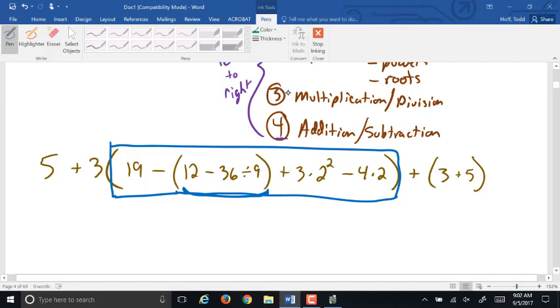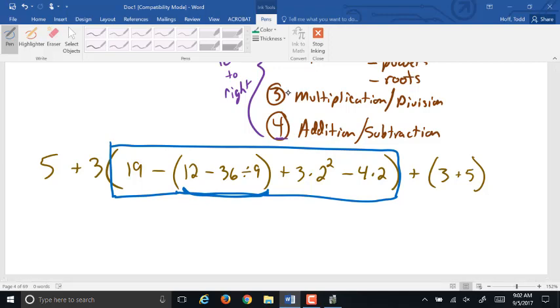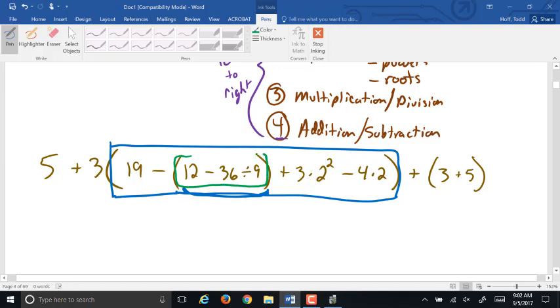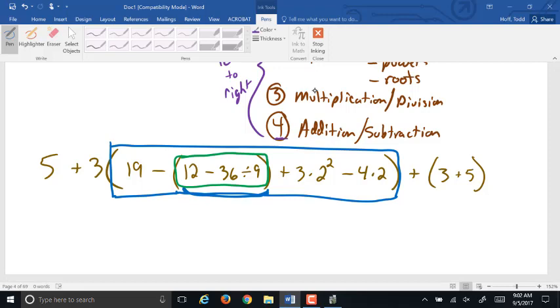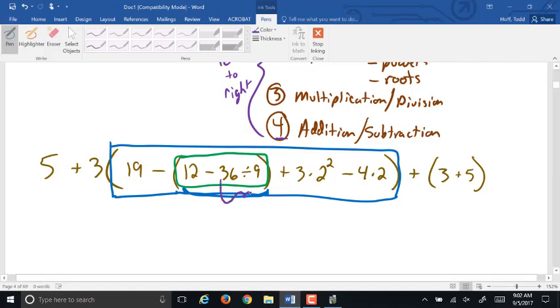Now, inside there, our order of operations still applies. So we stay at that highest level of priority. Are there any other enclosing symbols? Yeah, there is another set of parentheses. So we're going to narrow our work down to that set of parentheses, inside the green box. In there, are there any other enclosing symbols? No. Any exponents? No. Multiplication and division? Yes, we've got 36 divided by 9, which is 4. So I'm going to take out the 36 divided by 9, replace it with 4.